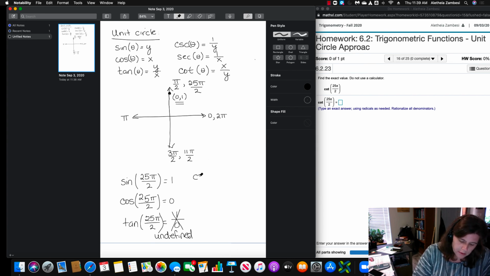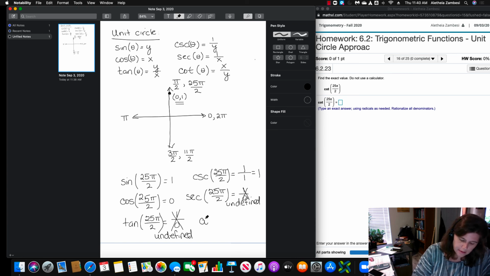Moving on, cosecant of theta, which is 25 pi over 2, is equal to 1 over the y value, so 1 over 1 gives me 1. Secant of 25 pi over 2, that's messy, is 1 over 0, which means that it's undefined.